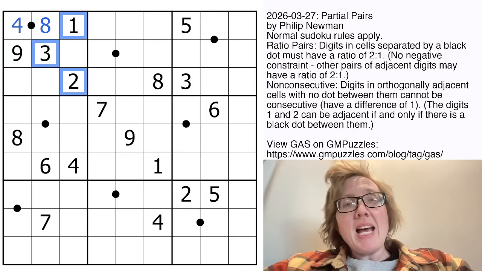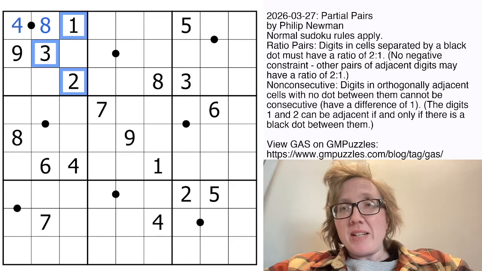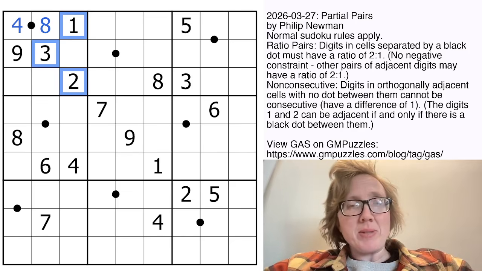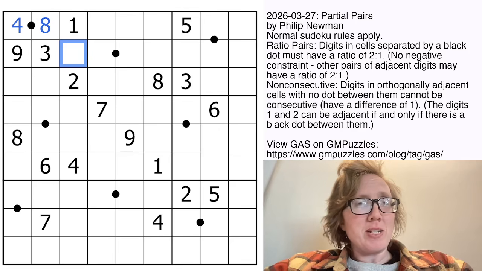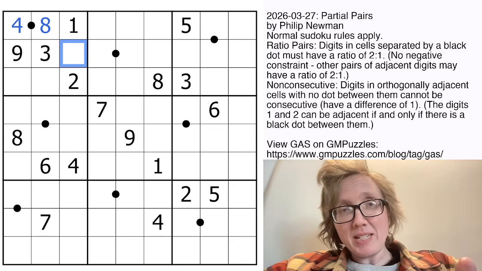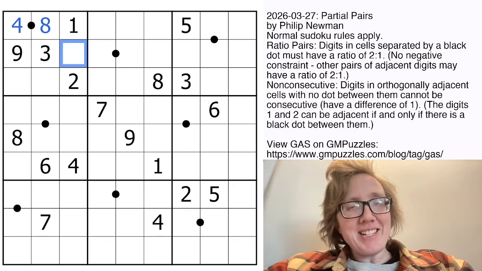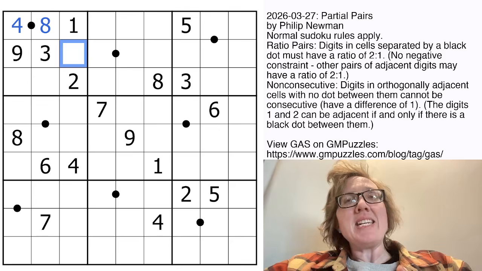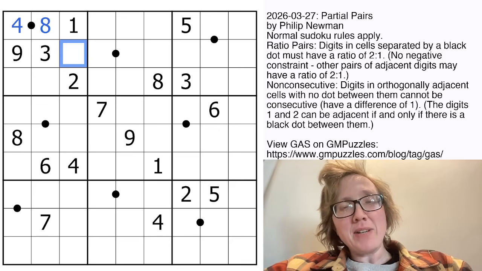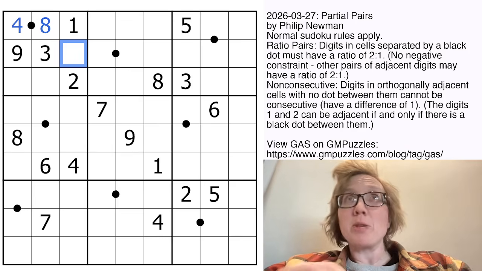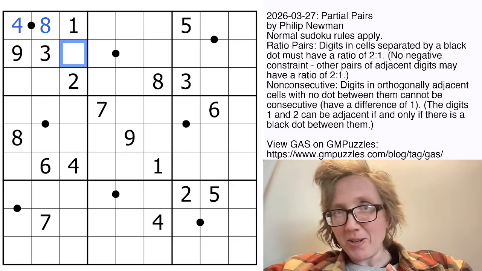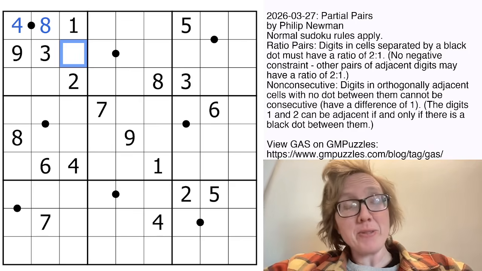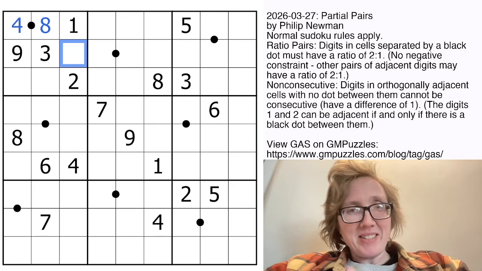And if there is not a black dot, there's no negative constraint, so it's still possible that digits are in a 1 to 2 ratio. So you don't necessarily know what's going on if there's no black dot. On top of that, there is a cheeky non-consecutive constraint, meaning that digits that are next to each other cannot ever be consecutive. The only exception is a 1 and 2, which are both consecutive and in a 1 to 2 ratio, separated by a black dot. That is allowed. So keeping all of that in our heads, let's get solving.